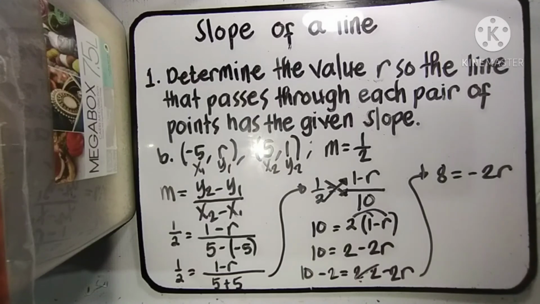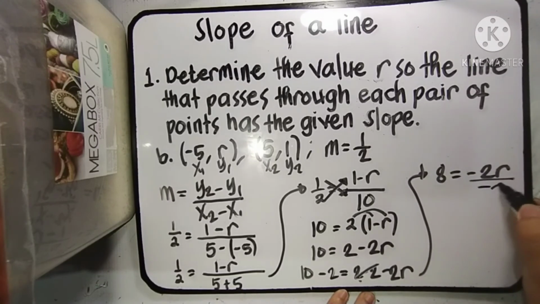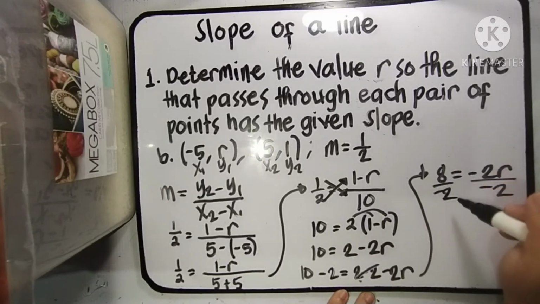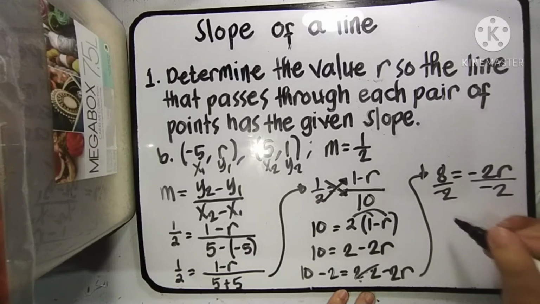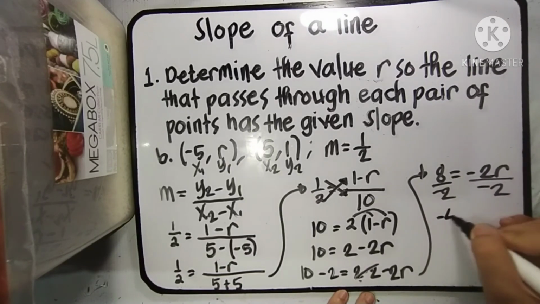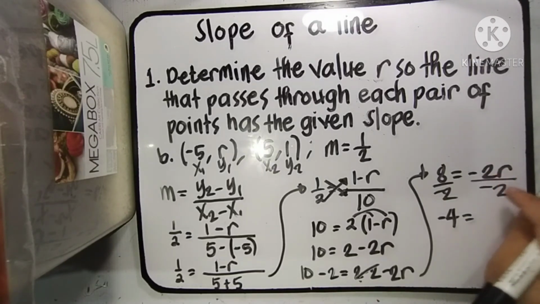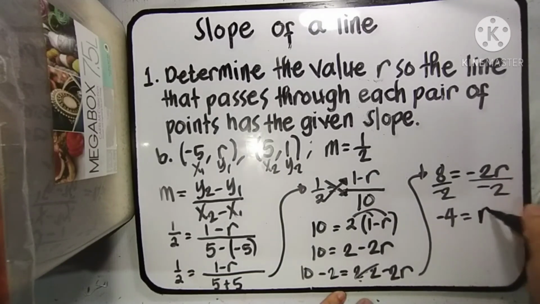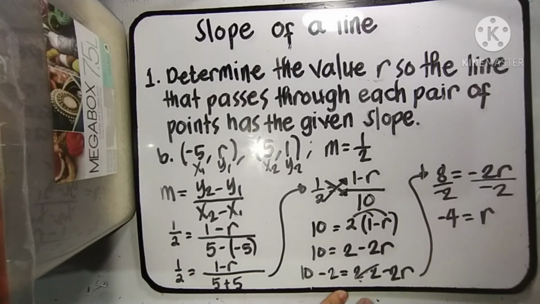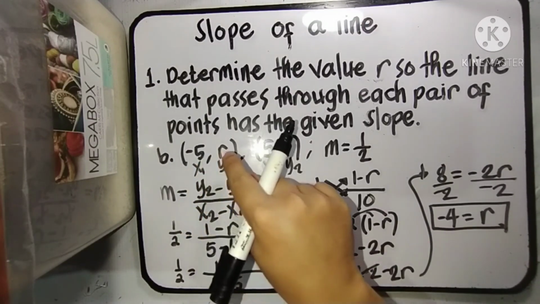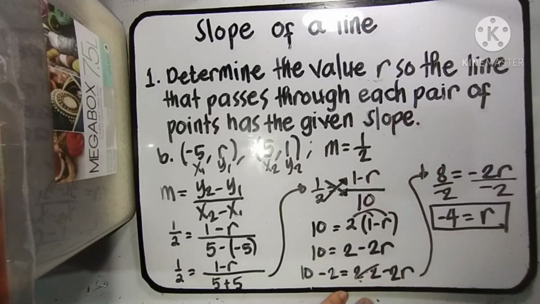Then, we need to find the value of r. To simplify this one, we need to apply the division property or the multiplicative inverse property. So, divide both sides by negative 2. 8 divided by negative 2: positive divided by negative is negative. 8 divided by 2 is 4, so negative 4, which is equal to negative 2r divided by negative 2. Negative divided by negative is positive. 2 divided by 2 is 1 times r, that is r. So, therefore, the value of the variable r is negative 4. Our ordered pairs are (-5, -4) and (5, 1), and the slope is 1/2.